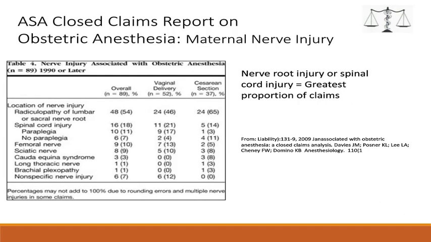Now, with respect to maternal nerve injury, the frequency of claims came from nerve root or spinal cord injury. A nerve root is the first nerve that comes off of the spinal cord as it exits the bony spinal canal, and then it splits up into smaller and smaller nerves. So if you injure the nerve root, then a greater area of the body is going to be affected. Obviously, a spinal cord injury can be as bad as affecting the lower half of the body, including paralysis.